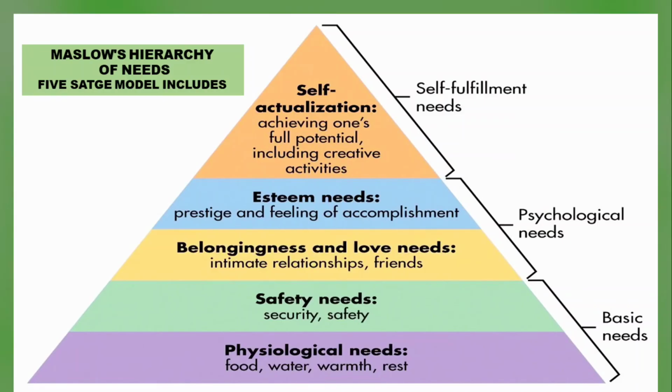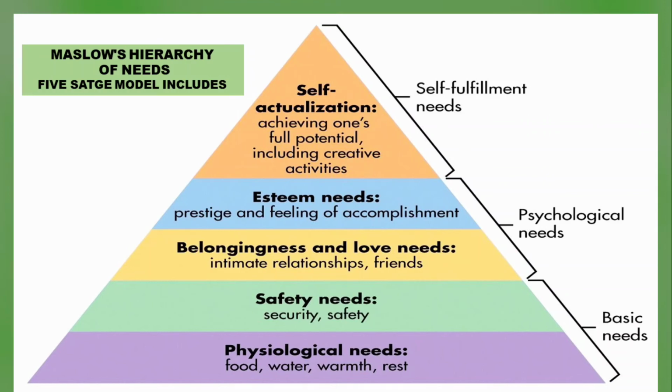Maslow's hierarchy of needs 5-stage model includes: the lower order needs include first-level needs and second-level needs. The first-level needs are basic survival and physiological needs for food, air, water, warmth, rest, or sleep. The second-level needs are bodily safety needs and economic security. There are 3 levels in the higher order needs.